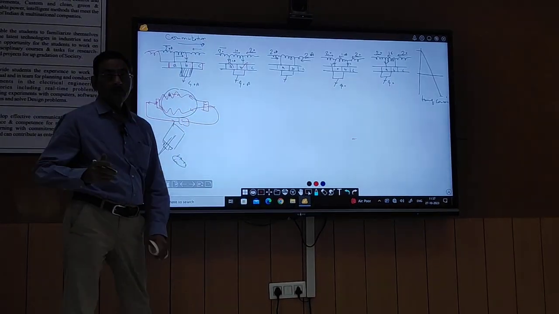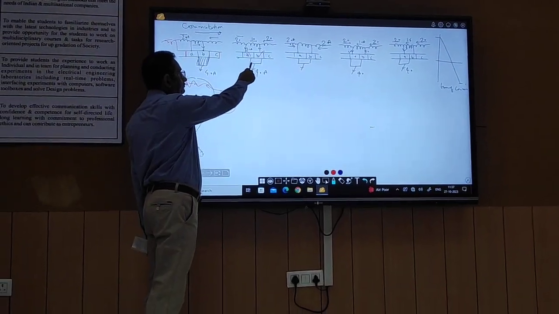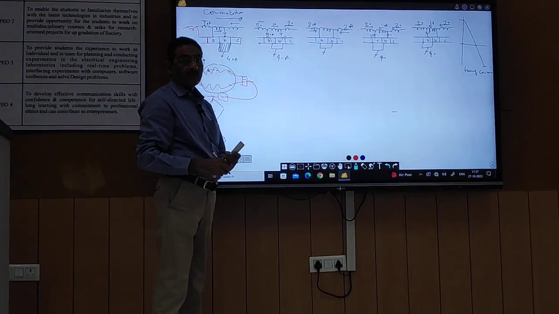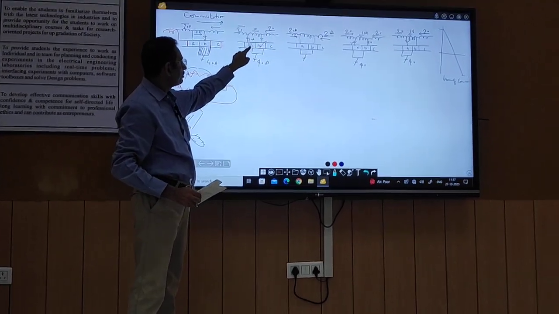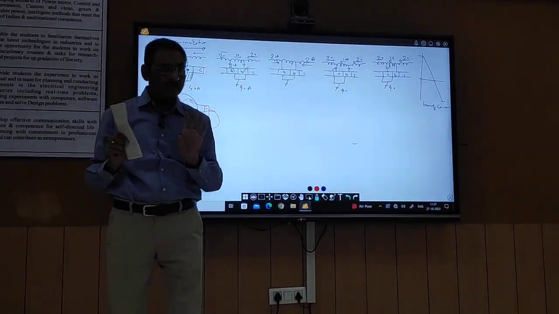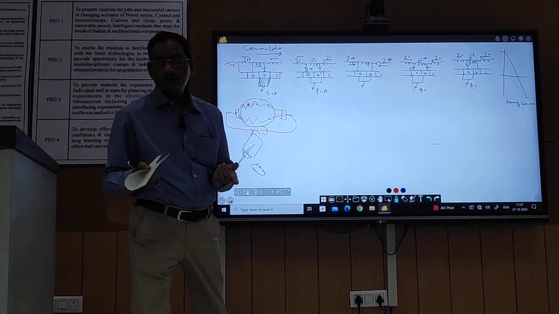What is expected? If this brush is exactly in the middle, what will happen? We can say the resistance of half of this and the resistance of half of this will be the same. If the resistances of both are the same, then the current will be equally divided. It is expected or not?